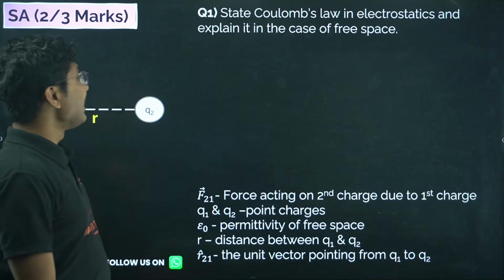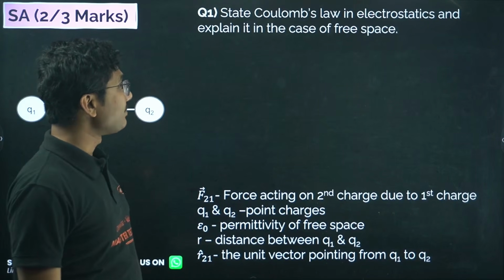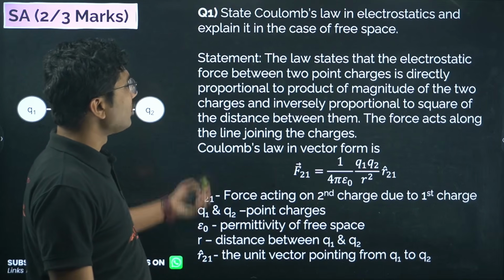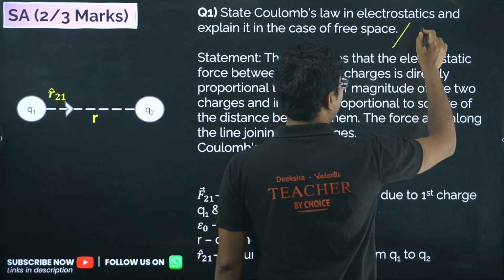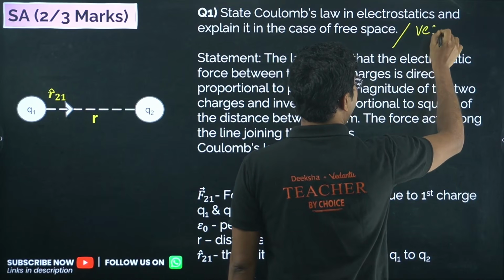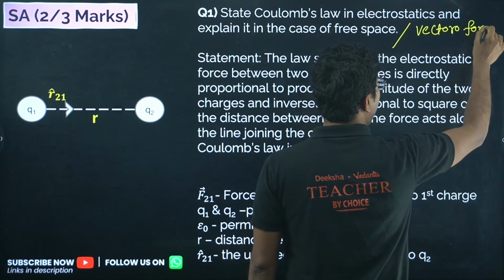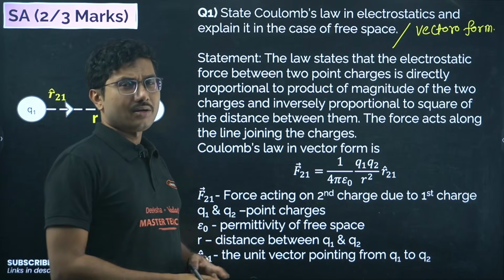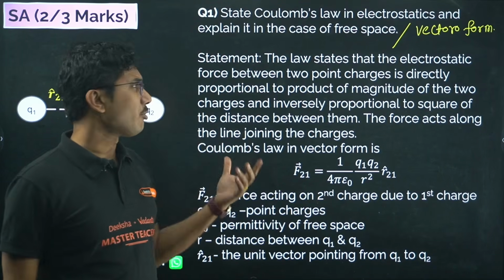Now next, state Coulomb's law in electrostatics and explain the case of free space. And one more point that might be asked is the vector form. Both are super important. Both questions come almost every year. Either Coulomb's law or the vector form of Coulomb's law, both of them are very important.